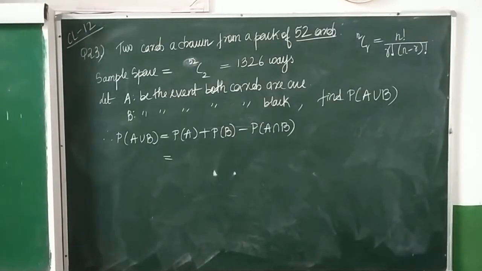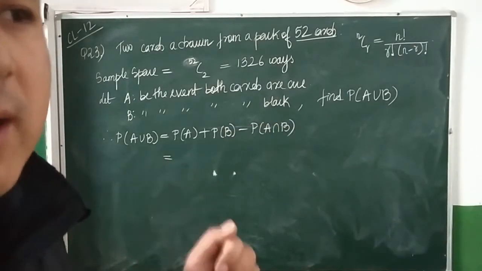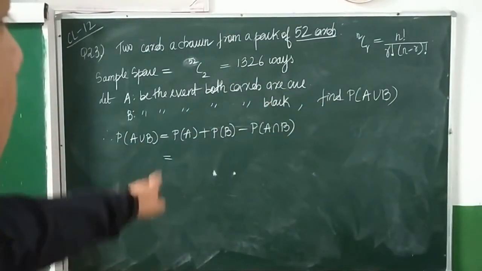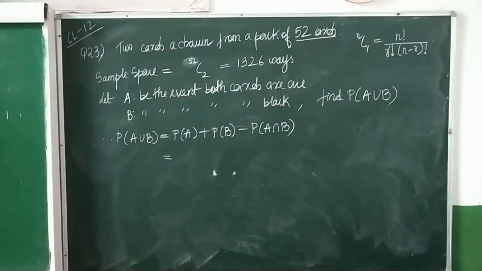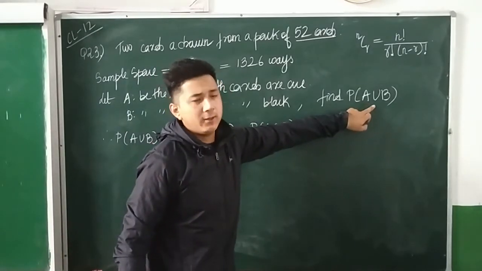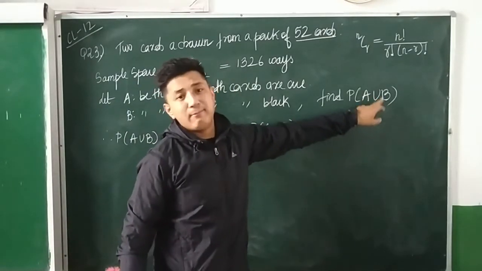Now the question is, find the probability. Two cards are drawn from a pack of 52 playing cards. What is the probability that the cards drawn are either both ace or both black cards? We are drawing 2 cards at a time. For this I need the help of events. Let A be the event that both cards are ace and B be the event that both cards are black. The question is asking us to find the probability of A or B.